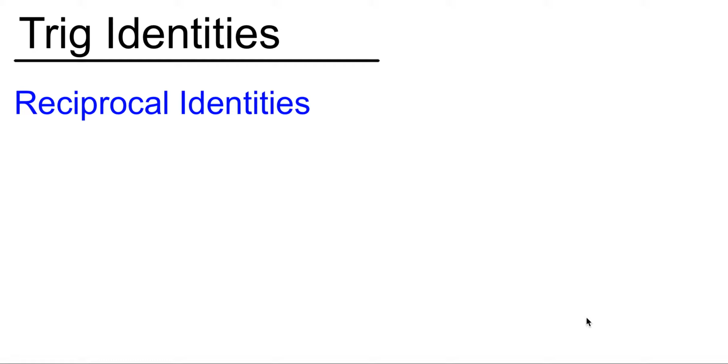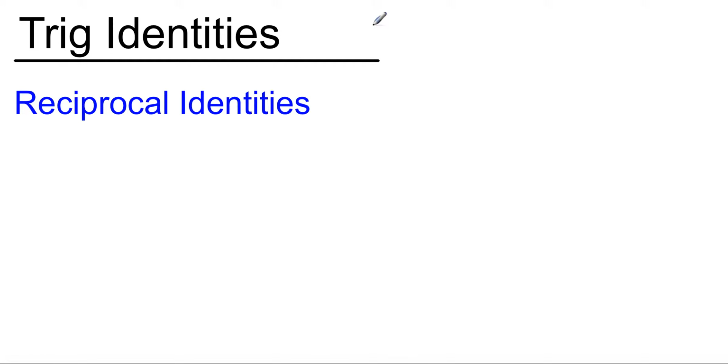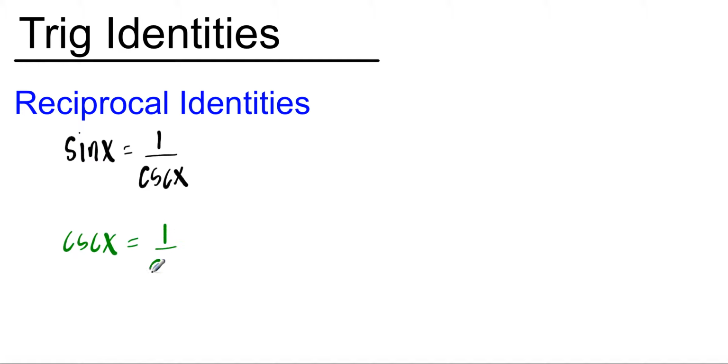So we're going to start with some that we've actually talked about before in the previous videos, and that's the reciprocal identities. If we have y equals sine x, or just the sine function, it's actually equal to 1 over cosecant x. And likewise, cosecant x is equal to 1 over sine x.